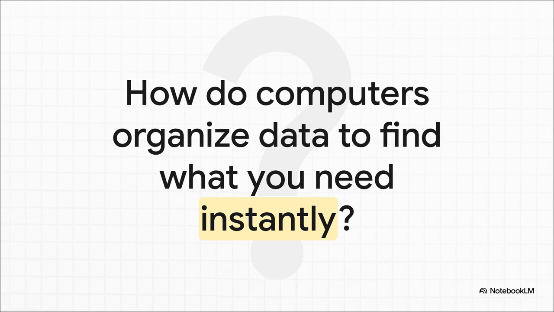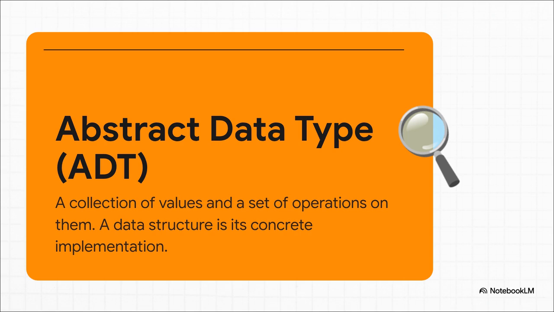So let's dive in. All right, before we get into the nitty-gritty, there's a key idea we've got to get straight: the abstract data type, or ADT. Think of an ADT like an architect's blueprint. It just defines the what. It says, I want a thing that can store items, add new ones, and remove old ones. It doesn't care how you do it. The data structure, that's the actual building. It's the steel and concrete. It's the how. So let's explore some of these blueprints and the amazing things people have built with them.